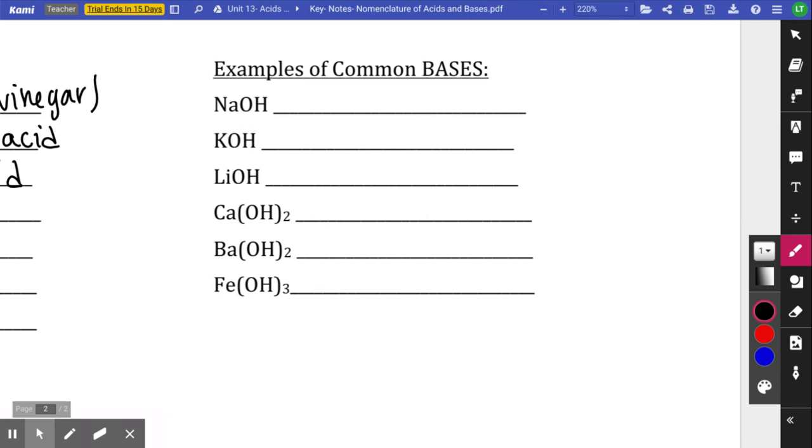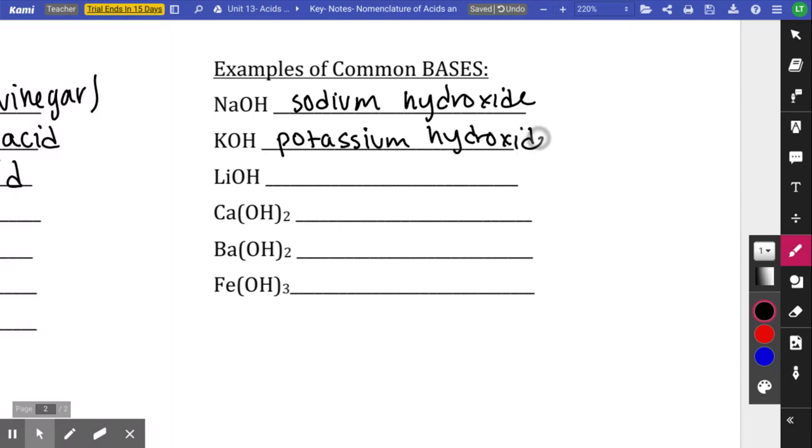Guys, bases are just the same. They're named exactly the same as any other ionic compound. So metal, and then your non-metal or polyatomic ion. So in this case, we have NaOH. Well, Na is sodium. OH is hydroxide. All right. KOH. K is potassium. And again, OH is hydroxide.